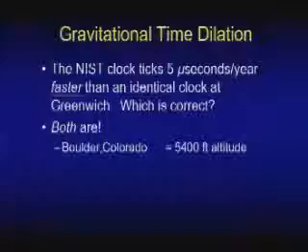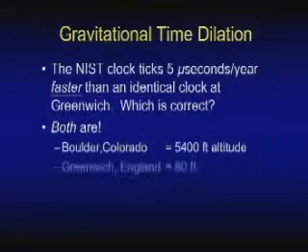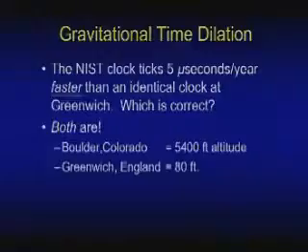Time is actually different at Boulder and at Greenwich. At Boulder, the clock is at 5,400 feet above sea level. And at Greenwich, it's 80 feet above sea level. And because of the difference of gravity, time itself is slightly different.